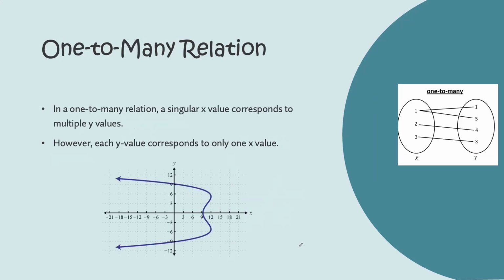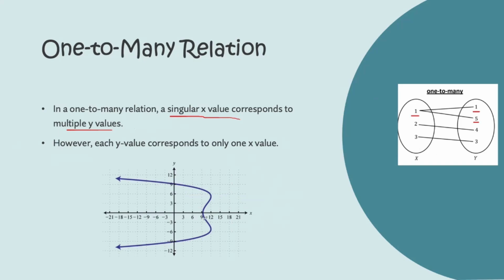Now, here's a one-to-many relation. Over here, a singular x value corresponds to multiple y values. If you look at the relation diagram here, we've got the input 1, and that's actually giving us two different values. It's giving us the number 1 and the number 5.